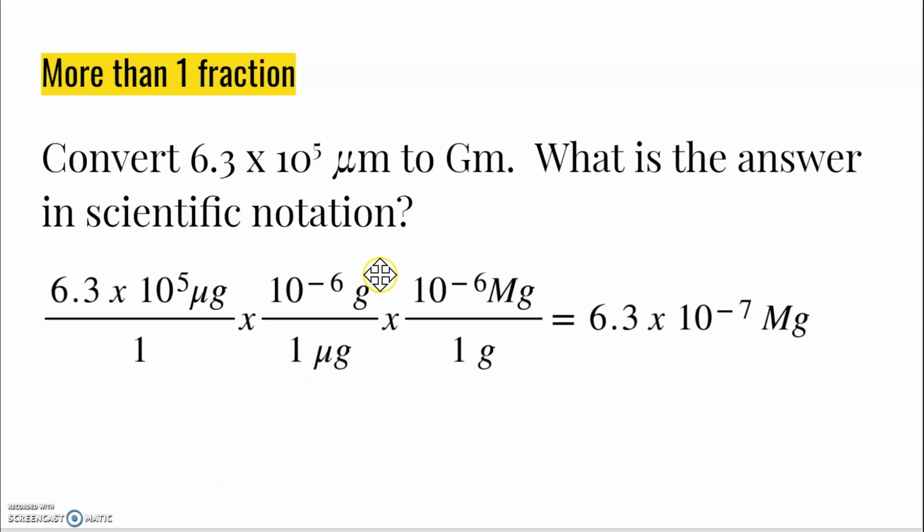I changed micrometers to meters, and then I changed meters to gigameters, and then I do the math, and this you can do in your head. 6.3, 10 to the 5th, 10 to the negative 6th, 10 to the negative 6th, you add those exponents together, and you would get 10 to the negative 7th. So this one you don't even need a calculator for.